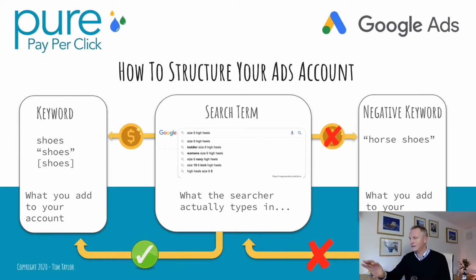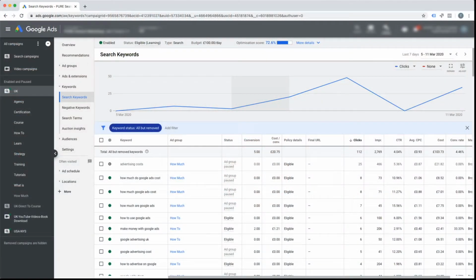Okay, so that's the whole flow. You've got keywords, you've got search terms, and you've got negative keywords. The search terms which work well, you add into your keyword list. The search terms that don't work well, you add into your negative keyword list. Okay, so now you understand the principles behind it. Let's take you to my screen and I can show you how it works in action. So here we are in my account.